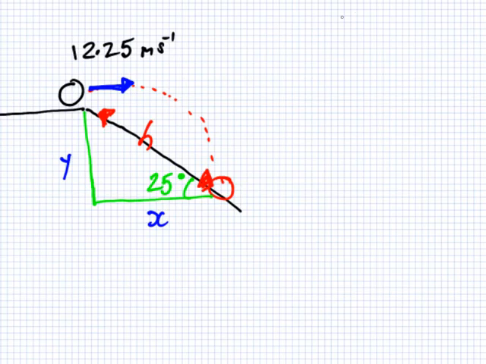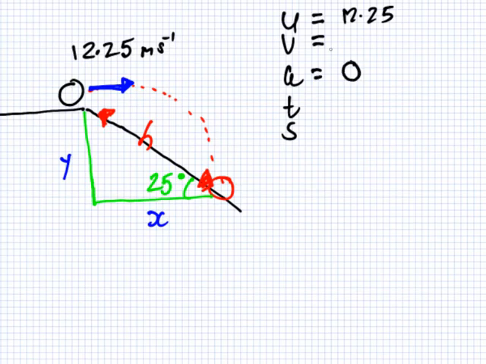So if you look at the horizontal, okay? U, V, A, T, S. What's the U? 12.25. The V? We don't know. The A? 0. Horizontal. The T? We don't know. And the S? Why is the A 0? Horizontal. It's not vertical. And the S is X.